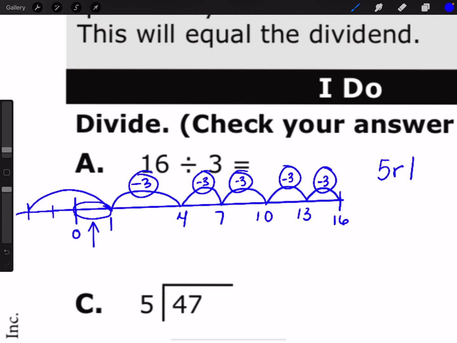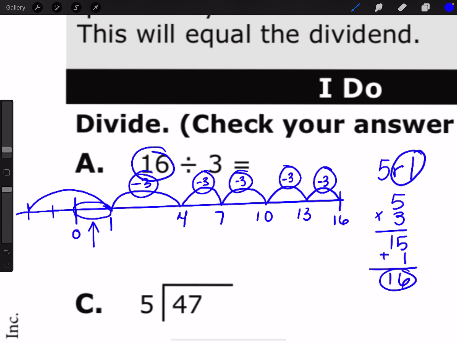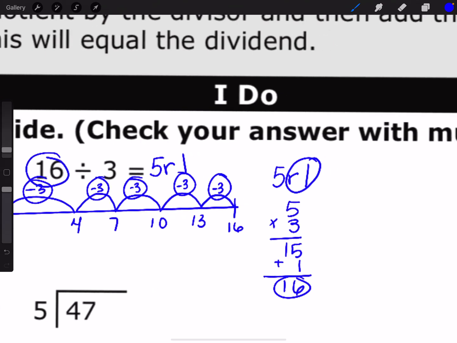And now we can check the answer by saying, okay, we can multiply 5 times 3, and we know that 5 times 3 is 5, 10, 15. And then with this remainder, we add on to it, so we add 1, and we should get the dividend. So here's the dividend, and it's the same. So we know that 16 divided by 3 is 5, remainder 1.